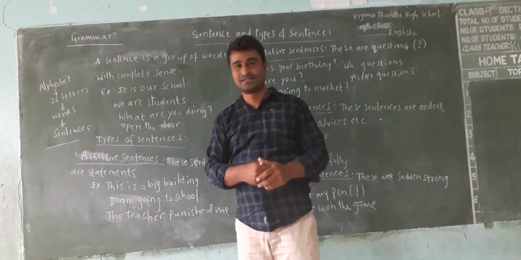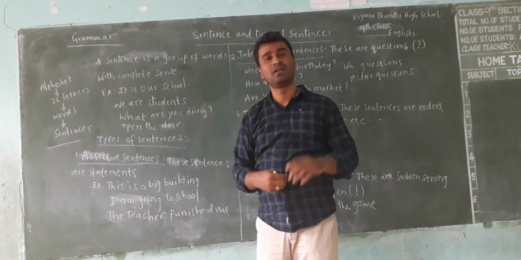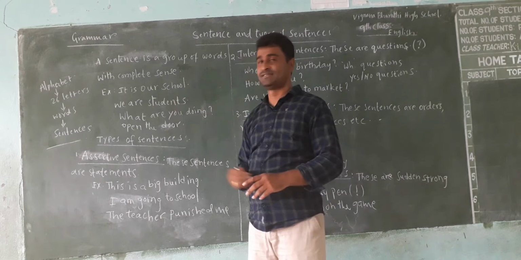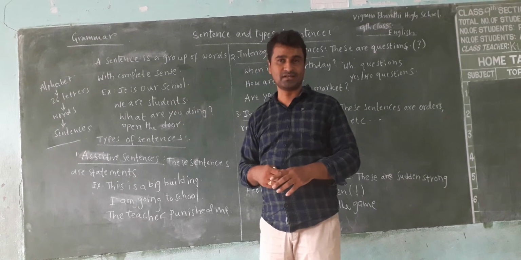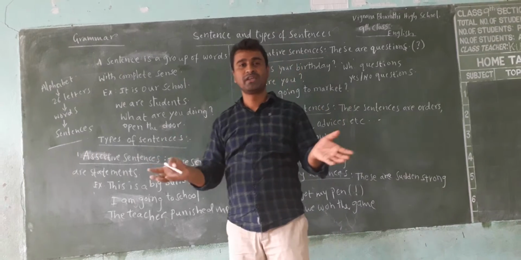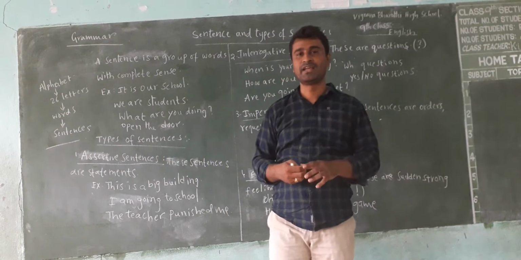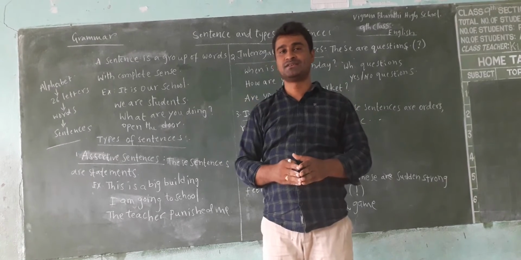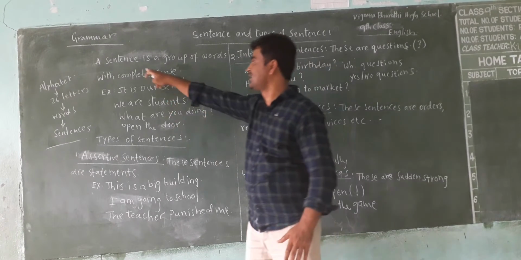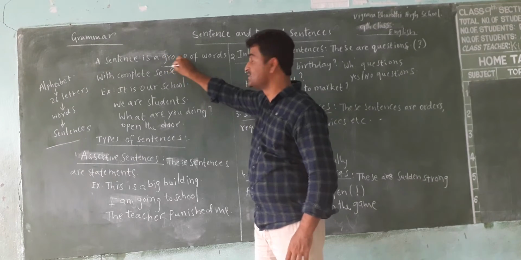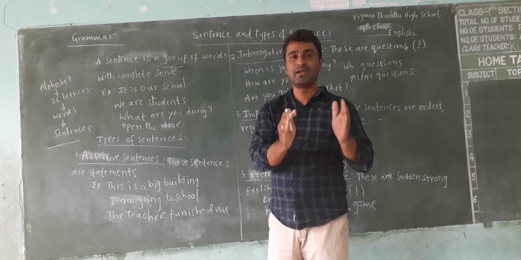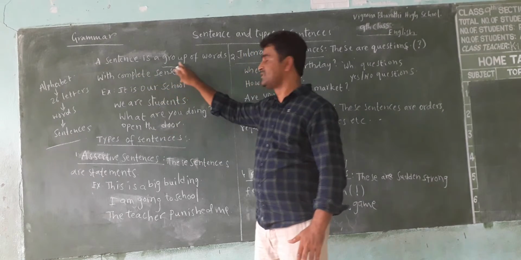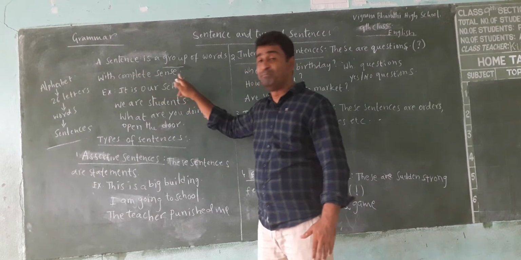So, what is a sentence? Now, after knowing the alphabet, letters and words, what is a sentence? Anything can be a sentence, okay, with improper word setting. But the true meaning of a sentence is a group of words. It is a group of words. We cannot make a sentence with one word. That's why a sentence is a group of words with a complete sense.